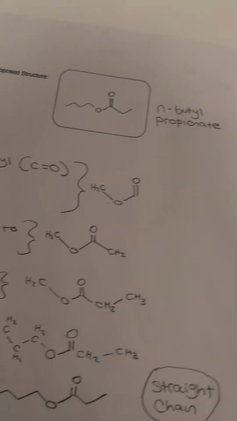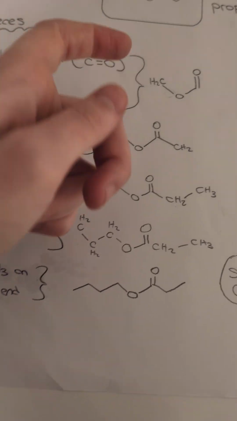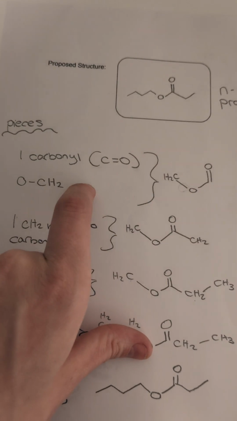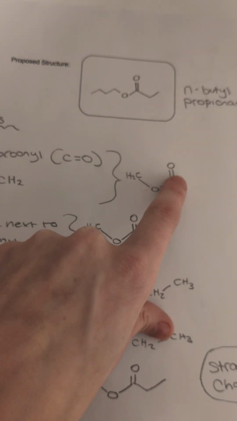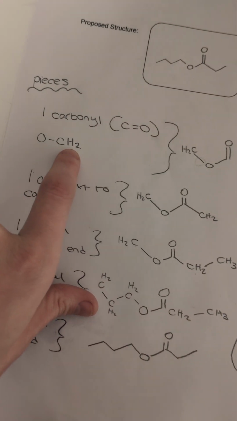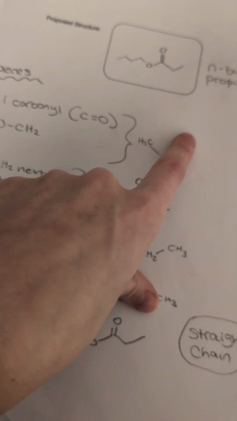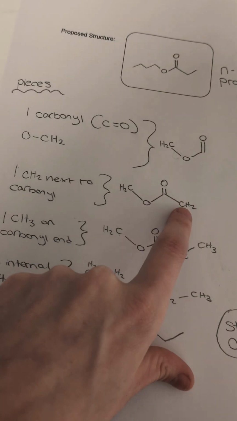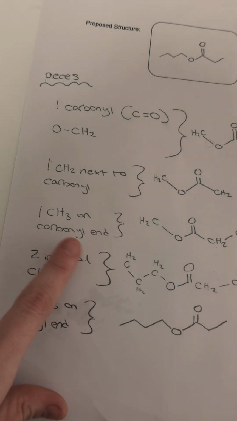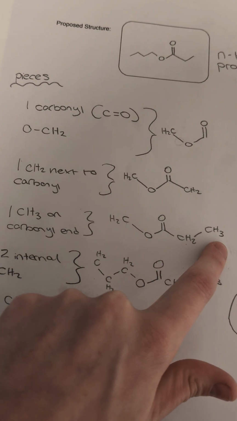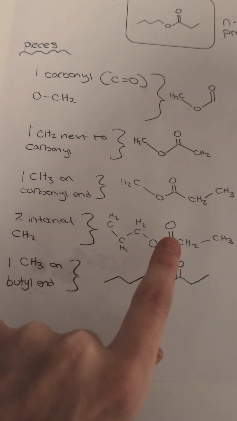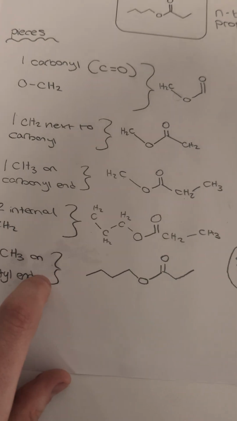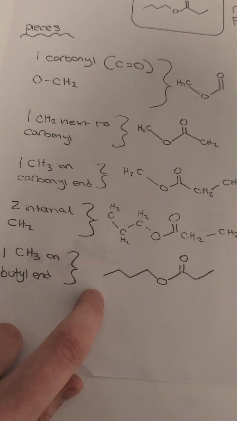Then I took those steps and I wrote them out, and I just kind of started to piece it all together. So I said, we have one carbonyl group, so let's write that out first. So we had a carbonyl, and we knew that it was bonded to a CH2, so we just said, okay, let's just represent that part first. Then we have one CH2 next to the carbonyl group, so that would be over here. One CH3 on the carbonyl end, so we know that would be right there. Two internal CH2s, so I added those over here onto the butyl end, and then one CH3 to terminate the molecule here at the butyl end.